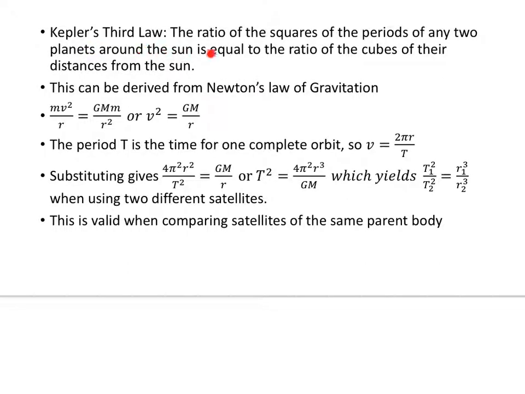Kepler's third law says that the ratio of the squares of the periods of any two planets around the sun is equal to the ratio of the cubes of their distances from the sun. Now, we're going to actually derive this from Newton's law of gravitation and what we know about centripetal force. To begin with, we're going to set mv squared over r, which is the equation for the centripetal force, equal to the gravitational equation.